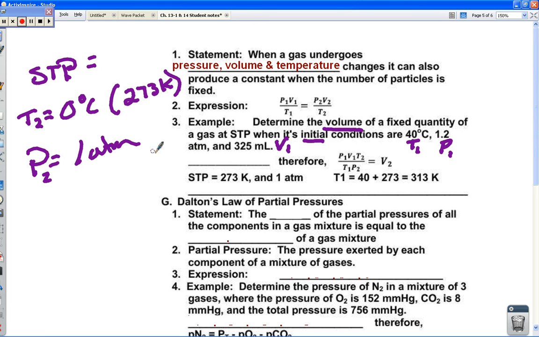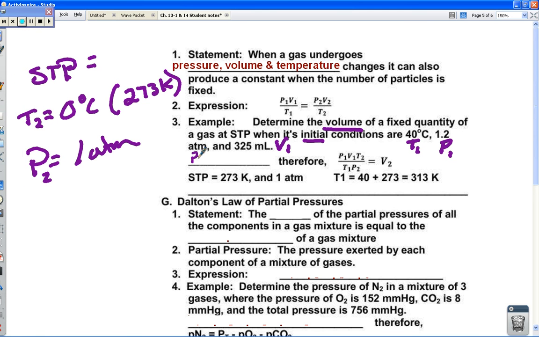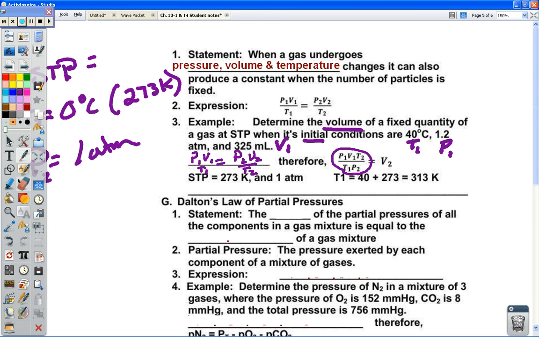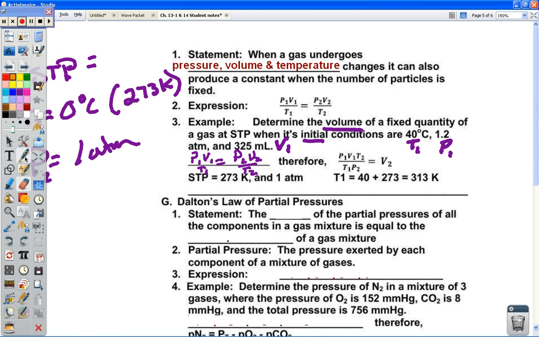So, we know that P1 V1 over T1 equals P2 V2 over T2. We're solving for V2, so we get V2 by itself through cross multiplication. We're going to get P1 V1 T2 over T1 P2. You don't have to memorize that. You can figure it out when you do the math.